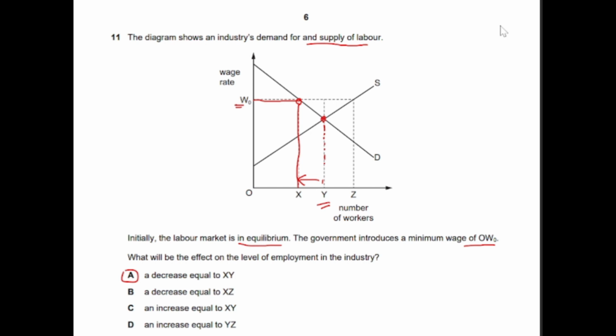However, the examiner sometimes asks about the total unemployment at W naught. When he asks such a question, the answer should be this much amount of workers will be totally unemployed. This is the total unemployment, or you can draw the perpendicular and say that X to Z are the people that are totally unemployed.